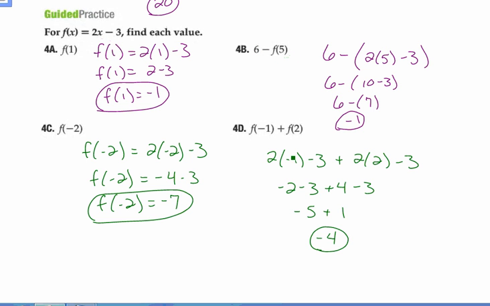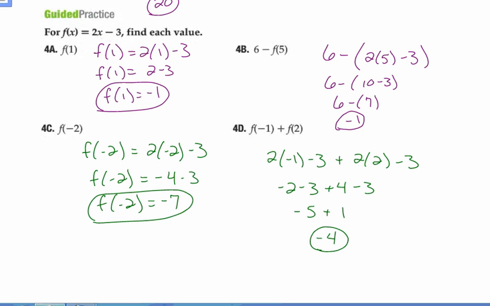This one's even weirder because we were supposed to plug a negative 1 in for the function, figure out what that happens to be. So that happened to be a negative 5 as a value. Then plug 2 into the function, figure out what that is, which was a 1. Combine those two together, and what do you got? A negative 4. So read the problem, actually say it in your mind as a question, and figure out what it is as an answer.